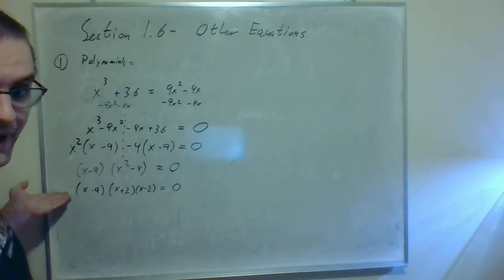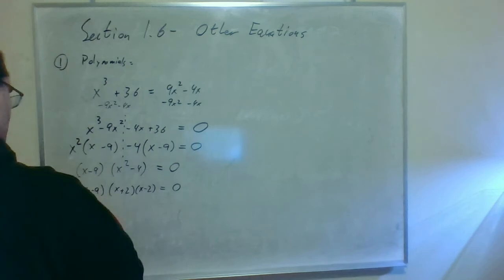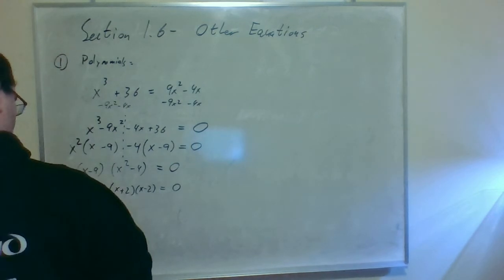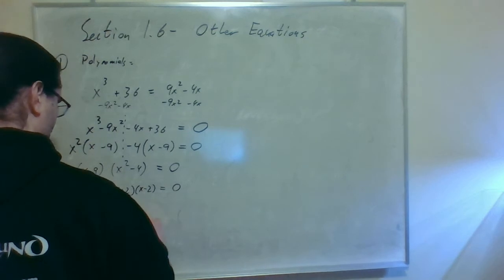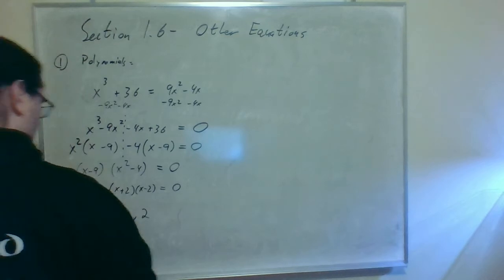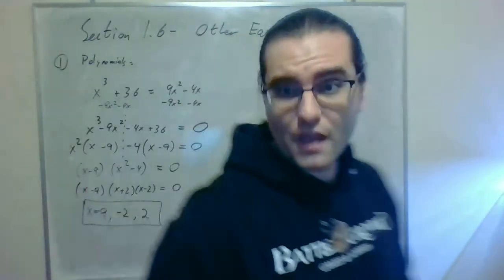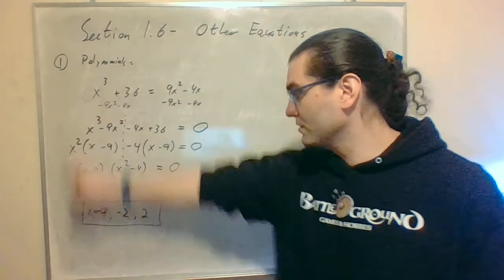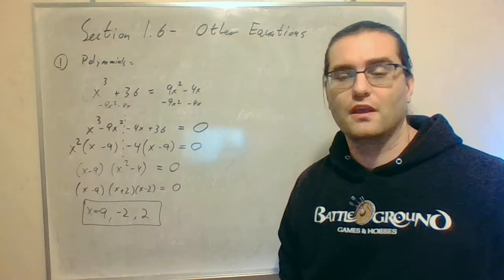So here we have our solutions. The x value that makes this piece equal 0 is x equals 9. The one that makes this piece equal 0 is x equals negative 2. And the one that makes this piece equal 0 is x equals 2. So we have a cubic polynomial. We have 3 solutions. It checks out.